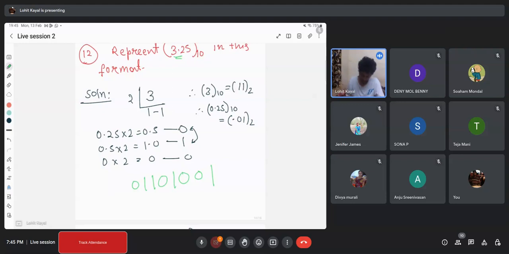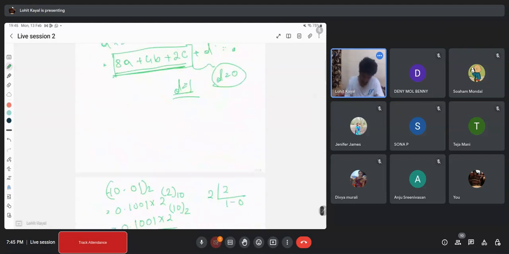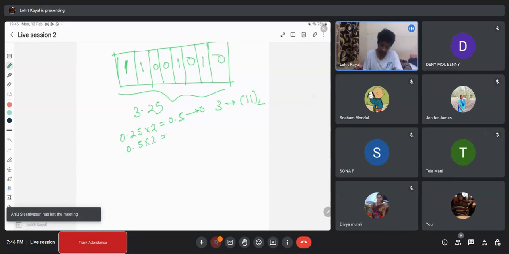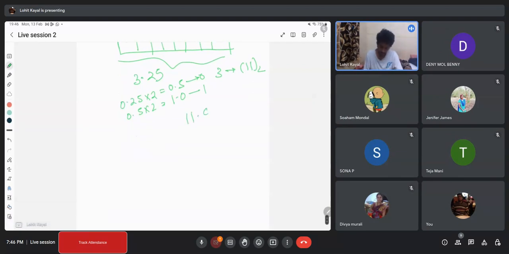Okay, so let's solve the problem. So the number is 3.25. For 3, it is very easy, 11 base 2. We have already done it. Now for 0.25, first multiply by 2, 0.5, 0. So I am taking 0 from here. Again 0.5 into 2, I am getting 1.0, so I am taking 1 from here. So the number is 11.01 base 2.